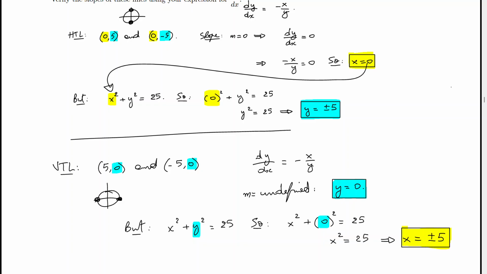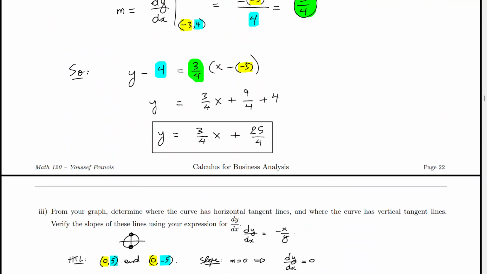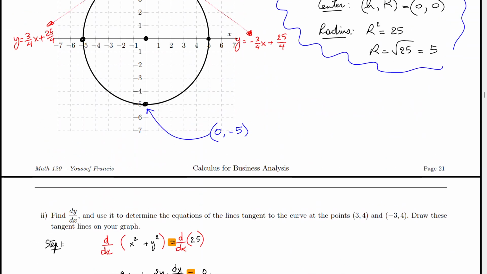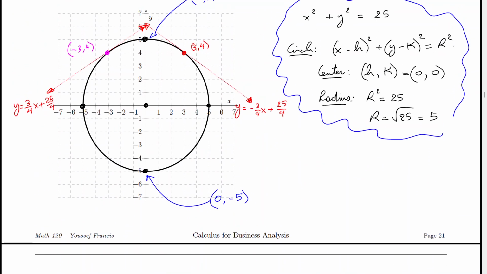And these numbers are the same numbers that we suspected when we looked at the graph when we drew the circle. So going back to the picture over here on this page, we are now confirming that there's a vertical tangent line here and another vertical tangent line here. And those locations, by the way, are called (0, negative 5) and (5, 0). And that will be basically the end of this problem.